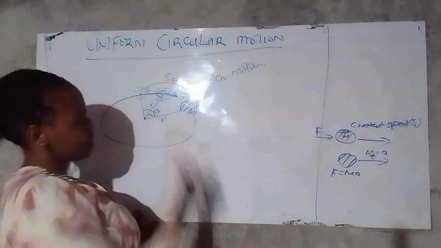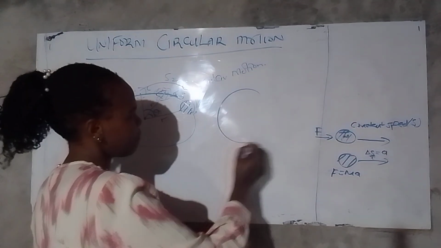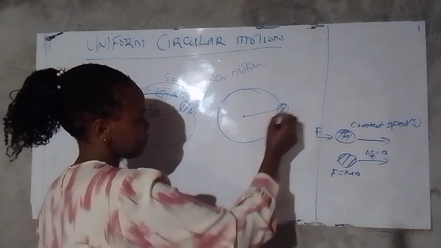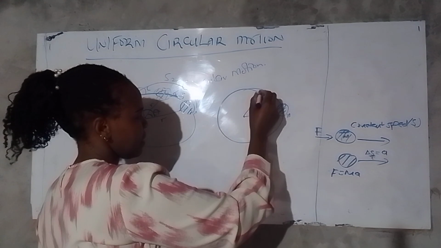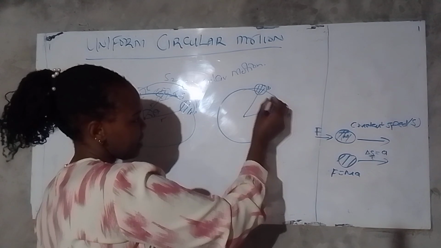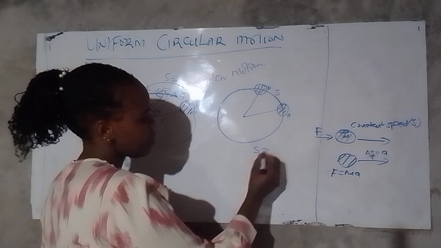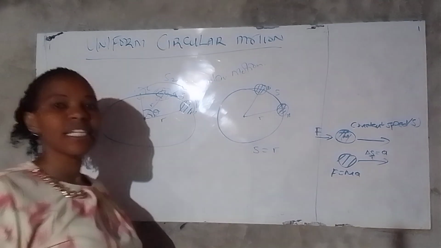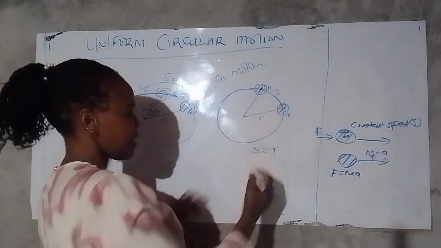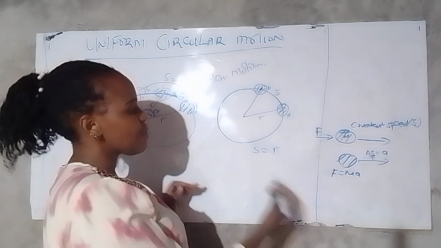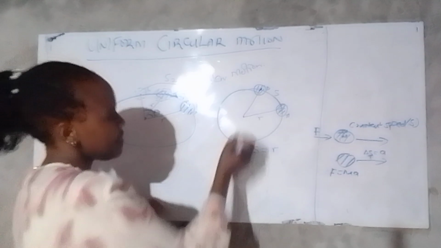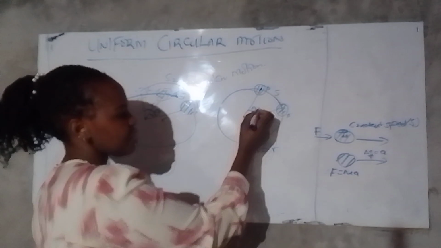Now, I want us to go back to this circle. Let's say we have moved from point A to point, let me call it point D, and the arc length here is equal to R, is equal to the radius of the circle. Meaning, if you cut this part here and that part here, then you stretch on a ruler, then you will find that the length you get is equal to the radius of your circular path. The angle it will subtend at the center is called a radian.